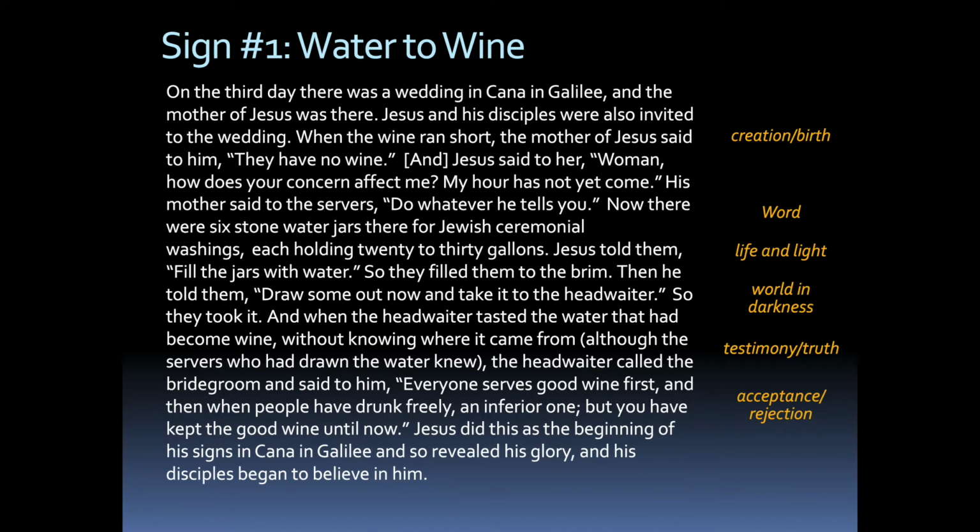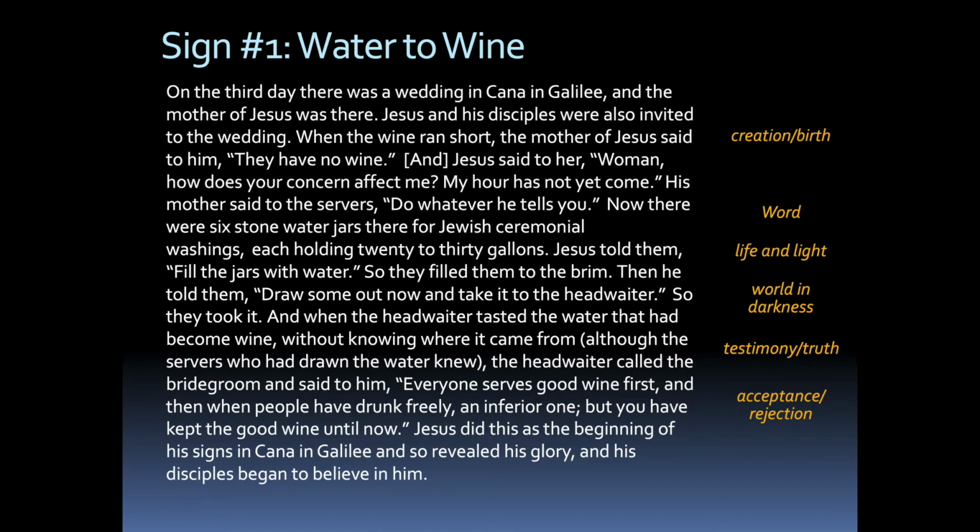Now notice how this passage ends. Jesus did this as the beginning of his signs, his semeia in Greek, in Cana in Galilee, and so revealed his glory. So we can see that the purpose of a sign is to point to something, and John is signaling already that what these signs will point to is Jesus' glory. Now, for some reason, Jesus had not wanted to reveal that just yet. His hour had not yet come. So we'll want to keep our ears open for when the hour does come in this gospel. But this triggers his disciples to begin to believe in him.